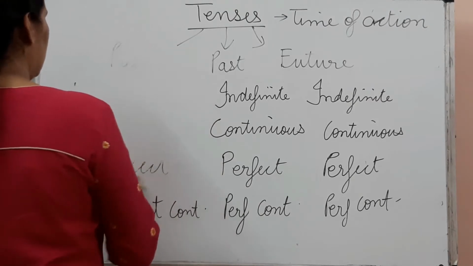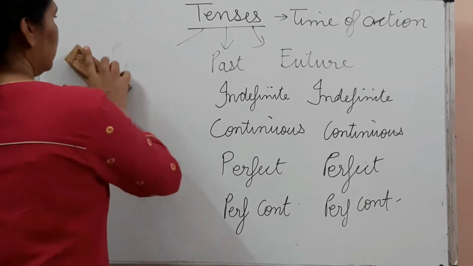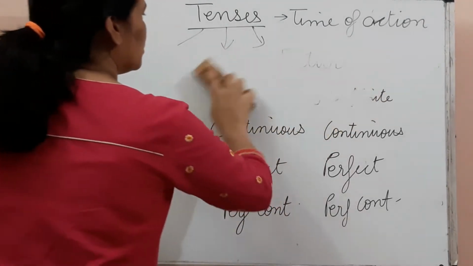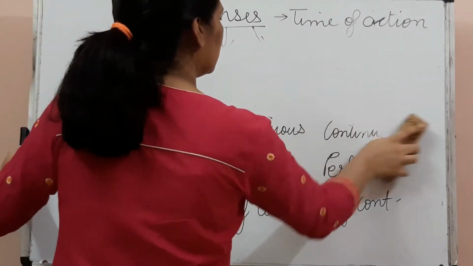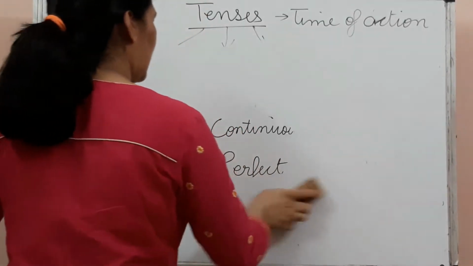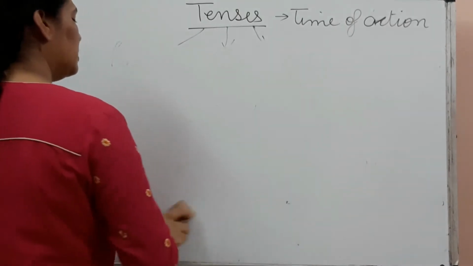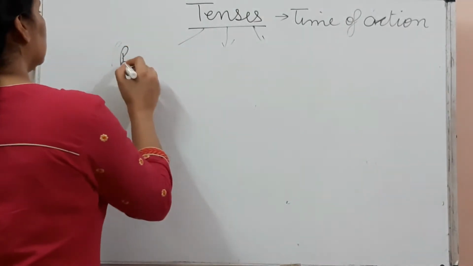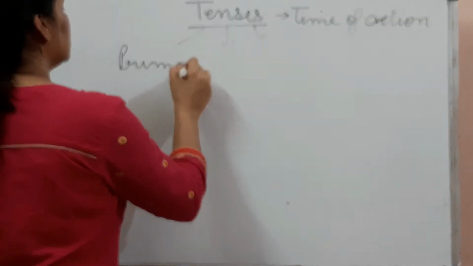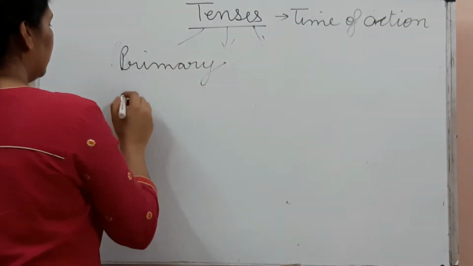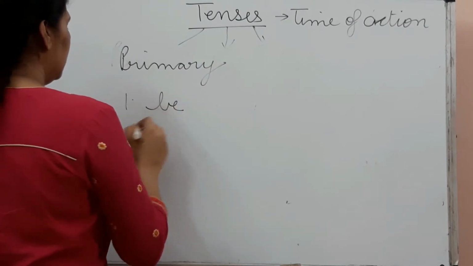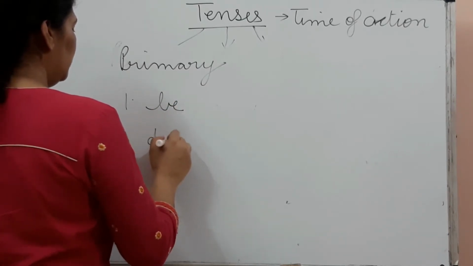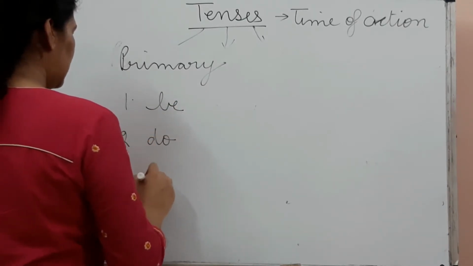You should know that there are three primary verbs. Because in the exercise also it has been given that you would have to fill up their forms. So, remember there are three primary verbs. Which are these three primary verbs? First one is be, second one is do, and third one is have.